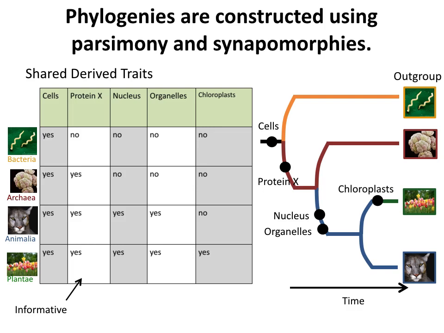Remember, I said that uninformative traits aren't useless. You can put those on the tree too. The way you would do it is to indicate with a circle that cells are found in everything. So you label that on the first branch that was drawn, the black one. And then you can add chloroplasts to the branch leading to plants. If you click, these appear in order.